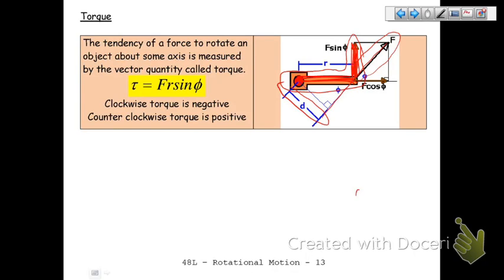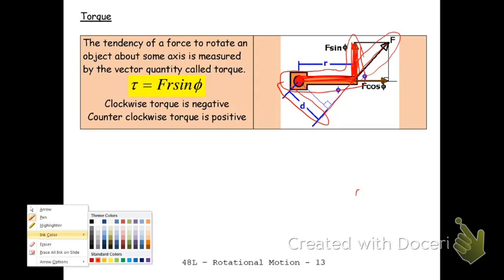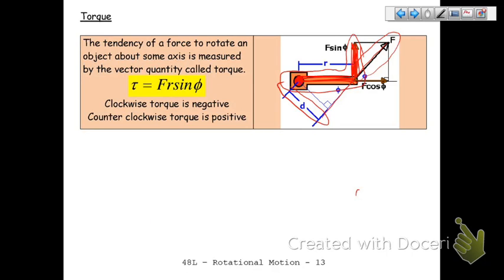Or alternatively, let's change colour. You say, okay, I'm going to take the component of the lever arm that's at 90 degrees to the force. But you've got to take them at 90 degrees to each other. So it's not any old force and any old lever arm, just like work was not any old force and any old displacement. In work, they had to be in line with each other.